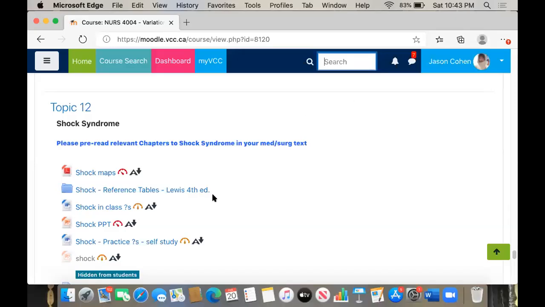So depending on how we've set up the Moodle shell this time around, you're going to find these tables in the shock section of your Variations 4 Moodle, because that's really where we get into shock. But in all fairness, you should have the textbook anyway, so you're going to find them in your textbook. That being said, you can take a look at them right now in this video too. So let's look at some of these.